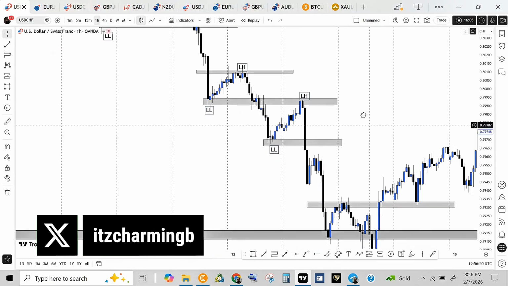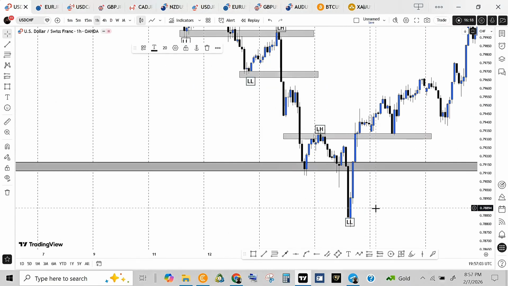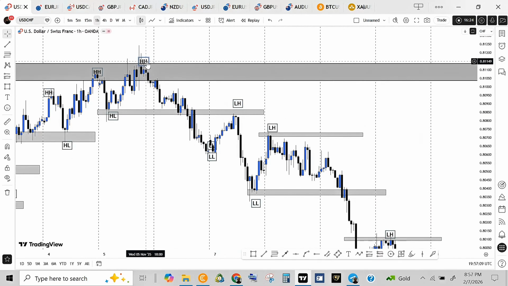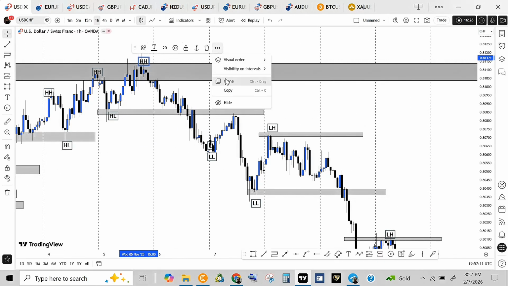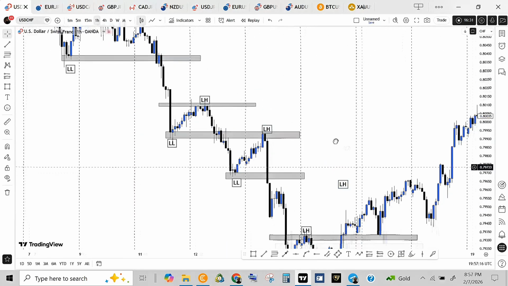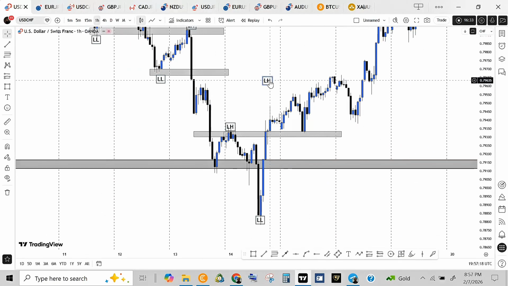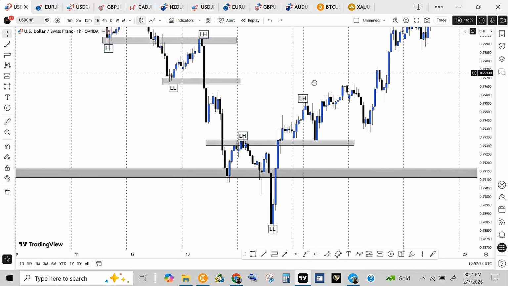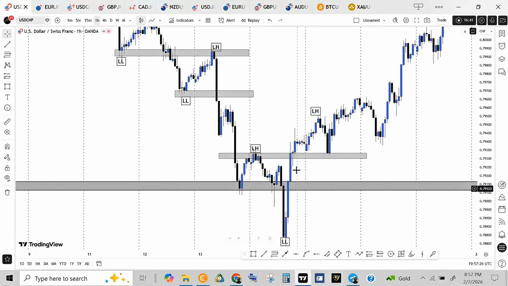Now, I want you to notice one thing that happened here. You see how price made another move here? Price just made another move right here, made a higher high. Now you see that the price just changed, the direction has changed from making lower lows to making higher highs.